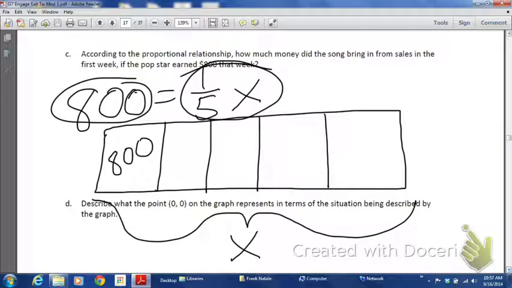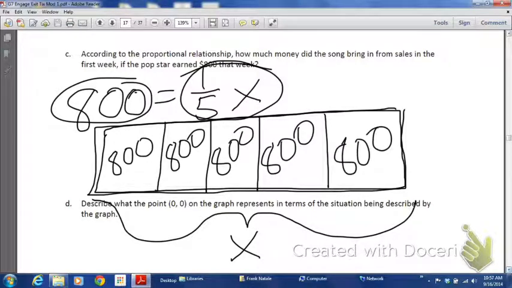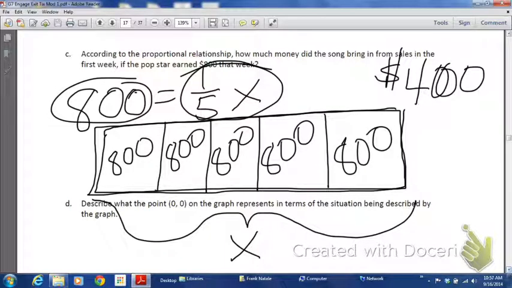Okay, so if the whole of x looks like this whole large rectangle, 1/5 of it is 800. We can just plug in another 800, and you see where this is going. Another 800, and then if you go 800 times 1, 2, 3, 4, 5, okay, that's going to give you, again, $4,000. Okay, so different ways to get the same answer.